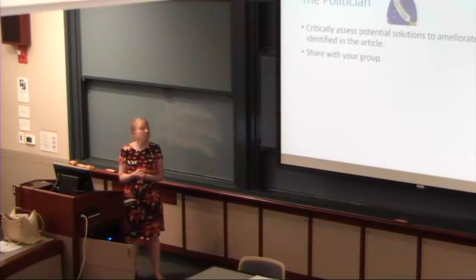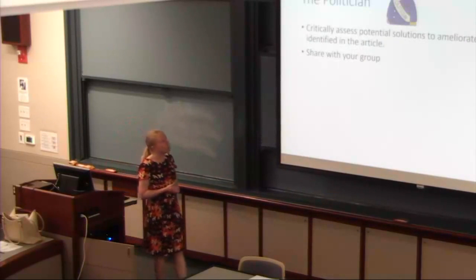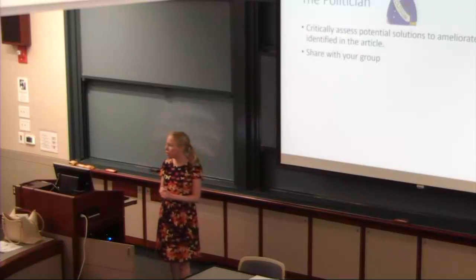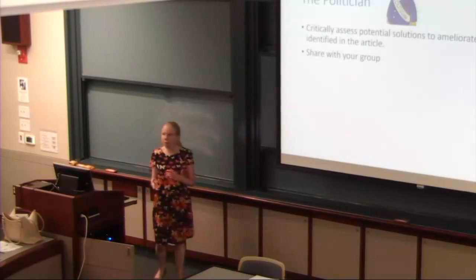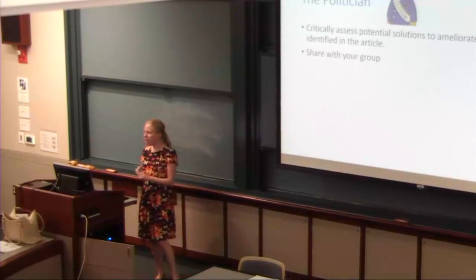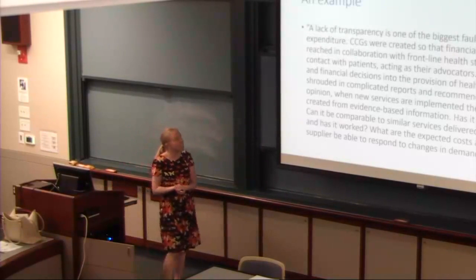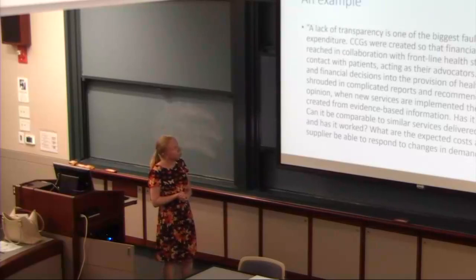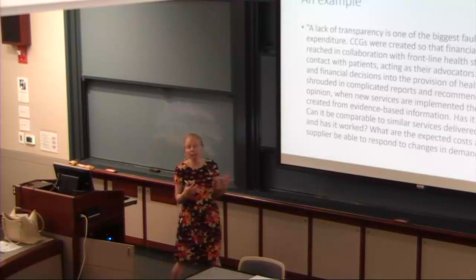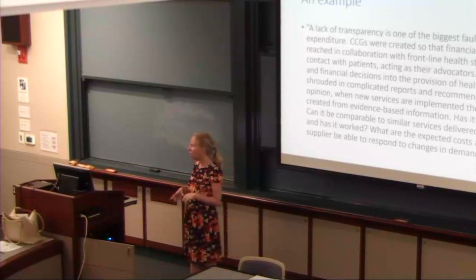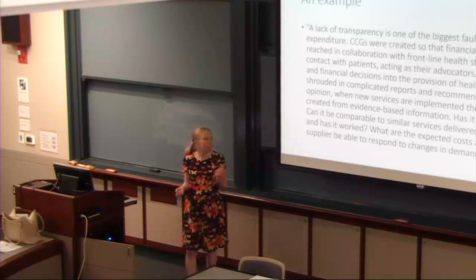And then the politician has to critically assess potential solutions. So you have to think about ways you could overcome this market failure and write that down. And again, here is an example from last year. It talks about how a lack of transparency led to the market failure of asymmetric information.